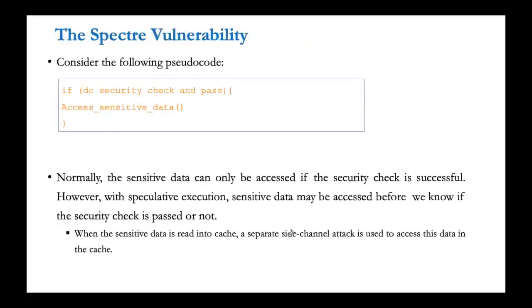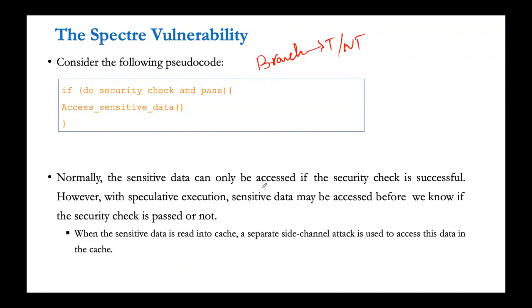So what is this Spectre vulnerability? Before taking any branch, where we predict that the branch will be taken or not taken, the code must go through a security check. If it is passed, then it accesses the sensitive data. If it is not passed, then that branch is not going to be taken, and it will not allow access to any sensitive data.